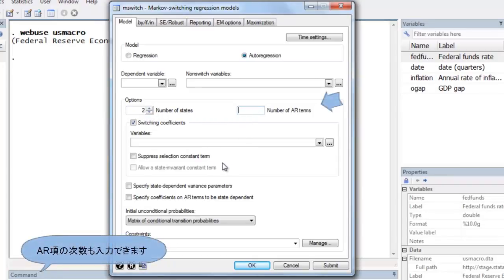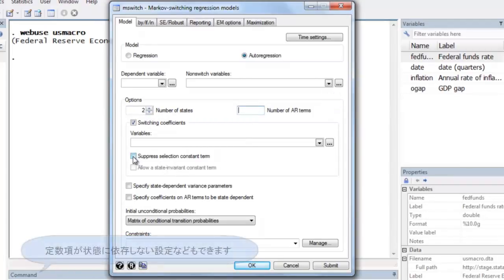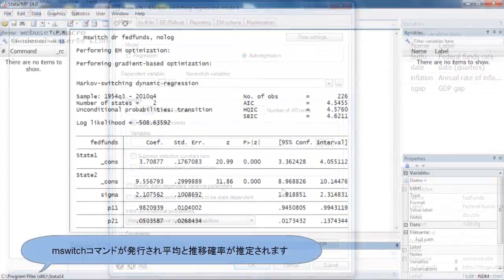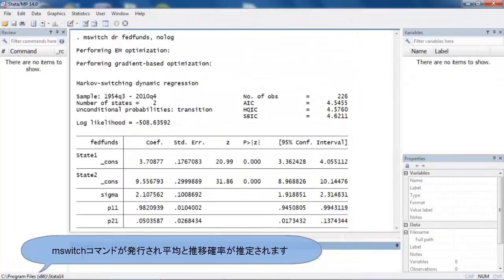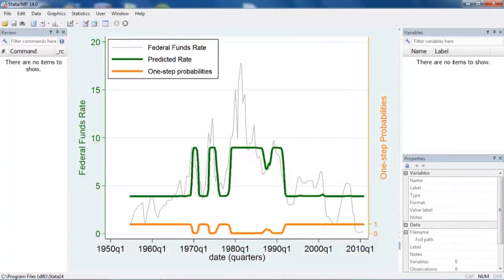models. By default, the constant varies across states, but you can suppress the constant term and allow a state-invariant constant term. You can also allow for state-dependent variance in AR terms. mswitch then estimates the model parameters as well as the transition probabilities.